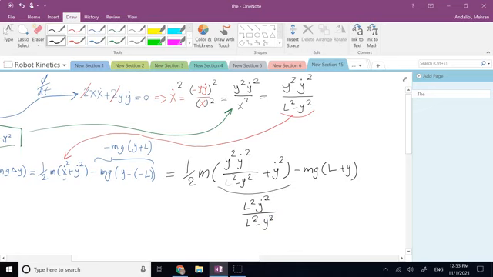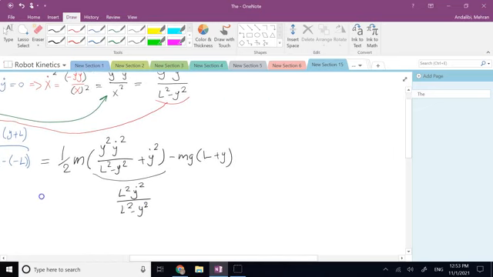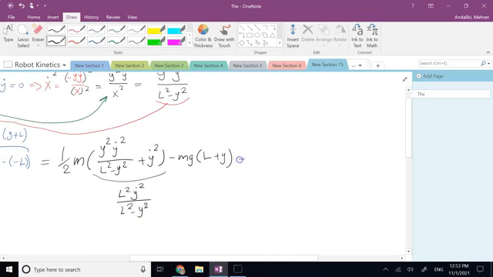Okay? So this is your Lagrangian. Let me write it down in a clear manner. mL squared over 2 times y dot squared over L squared minus y squared, minus mgL plus mgy, or minus mgy. Okay, so now this is in a lot nicer format.